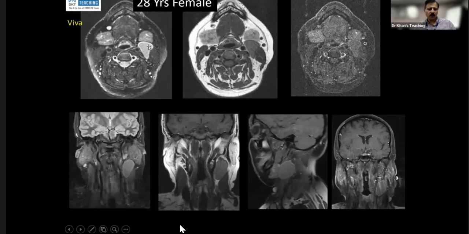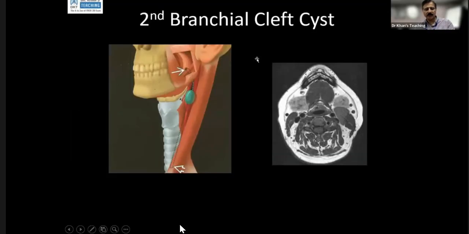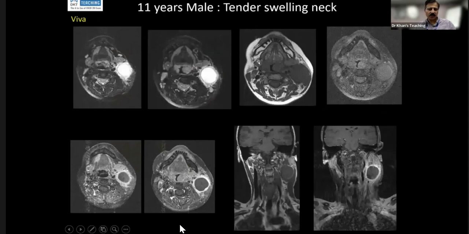The classical location of a branchial cleft cyst is in between the submandibular gland and the sternocleidomastoid muscle. So this is the sternocleidomastoid, this is the submandibular gland, and this is the second branchial cleft cyst. And in this other case, what has happened to this branchial cleft cyst on this post-contrast image? It's enhancing, it's infected. So this is another classical exam case where the second branchial cleft cyst, in its classical location between the submandibular gland and the sternocleidomastoid muscle, is showing enhancement.